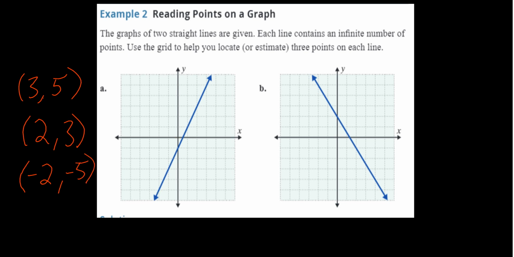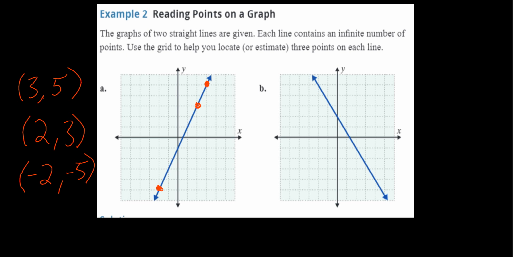Okay, and let's actually go ahead and mark those. So 3, 5 was right here. 2, 3 was right here. And then negative 2, negative 5 is right here. Okay, so we're just going to mark that right there.